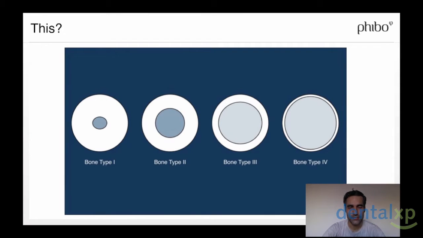So what kind of bones exist? There is bone type 1, bone type 2, bone type 3, and bone type 4. This is from the Lekholm and Zarb classification from 1985, and in my opinion this classification is not accurate, because if you go to the articles from Trisi and Rao in the year 98, they show that there is no histologic difference between bone type 2 and bone type 3. So what they said is that the classification should be hard bone, soft bone, and medium bone, and nothing more, because from a histologic point of view, bone type 2 and bone type 3 are not different.